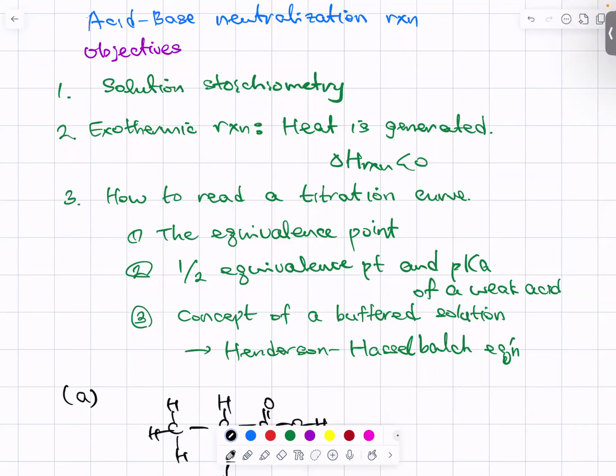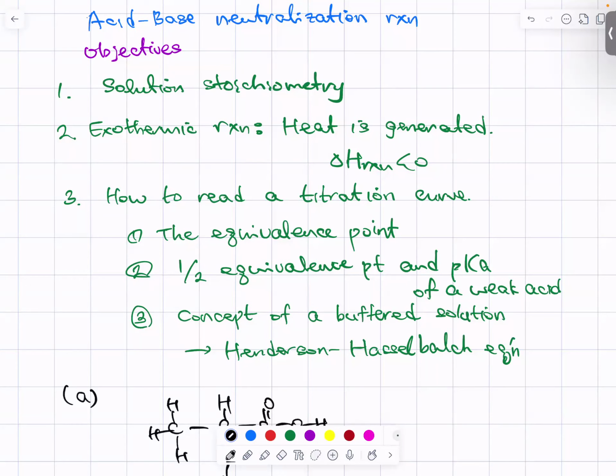So we need to know the concept of the equivalence point. Equivalence point means the mole number of the acid becomes equal to the mole number of sodium hydroxide. So it is completely neutralized. That's the concept of the equivalence point. And half of the equivalence point volume is called the half equivalence point. The significance of the half equivalence point is that in this type of titration of a weak acid with a strong base, the pH value at the half equivalence point is equal to the pKa value.